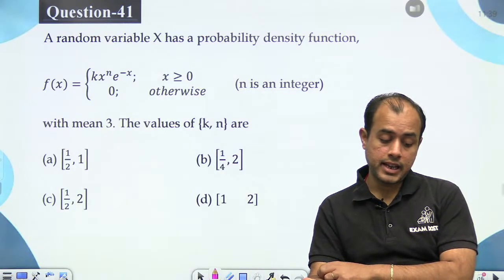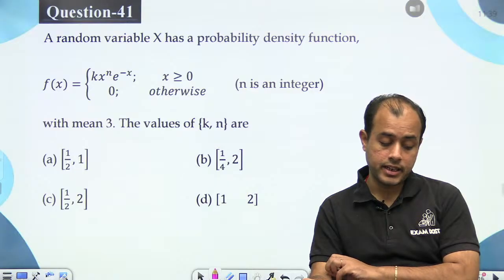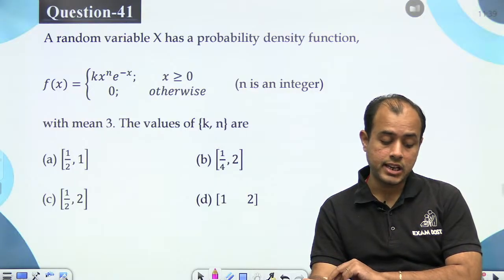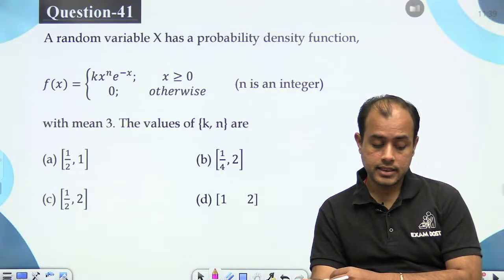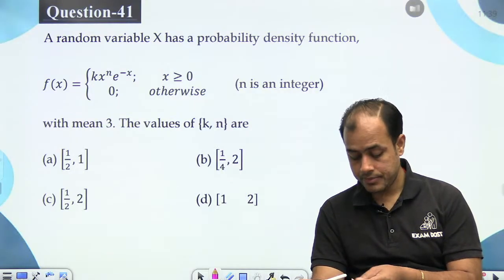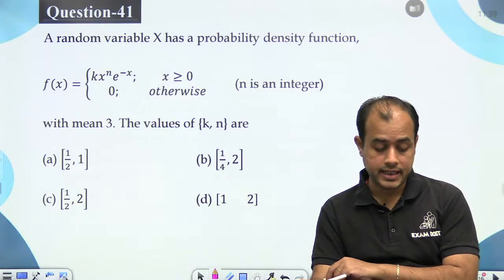A random variable x has the PDF that is given here, with the mean value as 3. What is the value of k and n? If the mean value is 3, what is the value of k and n?